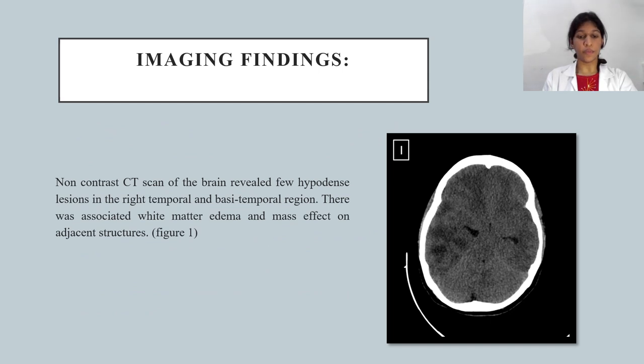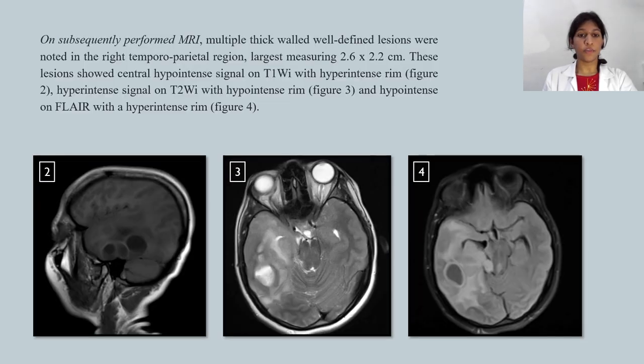Non-contrast CT scan of the brain revealed few hypodense lesions in the right temporal and basitemporal region. There was associated white matter edema and mass effect on the adjacent structures. On subsequently performed MRI, multiple thick-walled, well-defined lesions were noted in the right temporoparietal region.